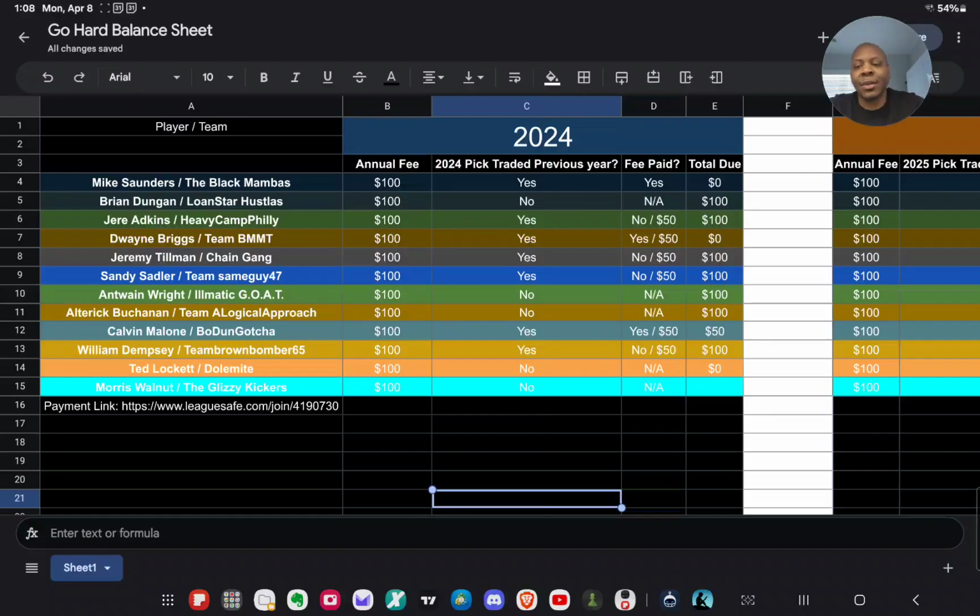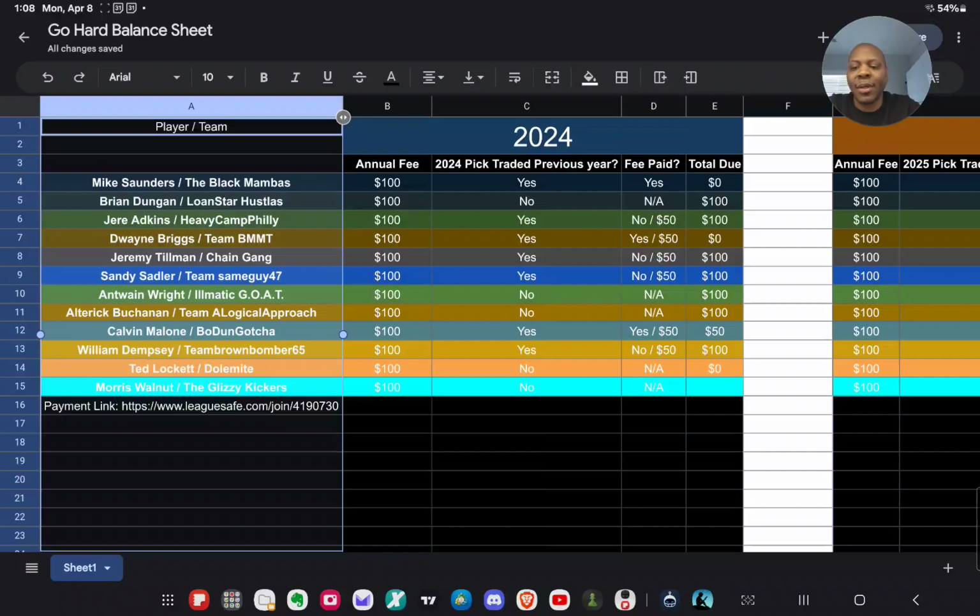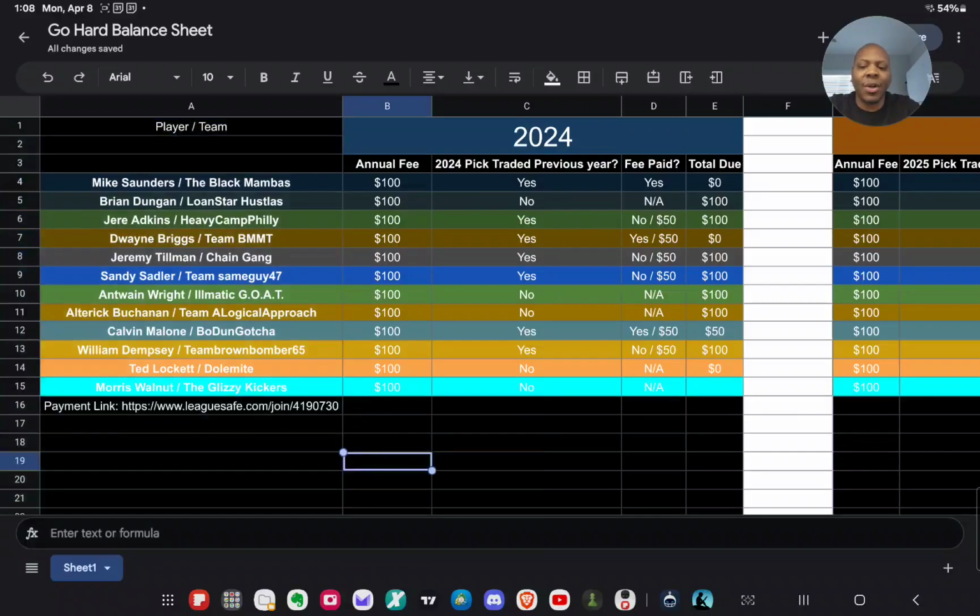So this is the balance sheet right here, right? And I just kind of want to break down what this sheet is. It may be a little confusing. I can word this a little better, but I just had to throw something together real quick so I could keep track of all of this and people can know what they owe for what. So obviously this first column here under player team, and mind you, on this recording, this is dark because I'm using dark mode on my tablet, but depending on whatever mode you're using for your computer, it may show up in light mode or whatever.